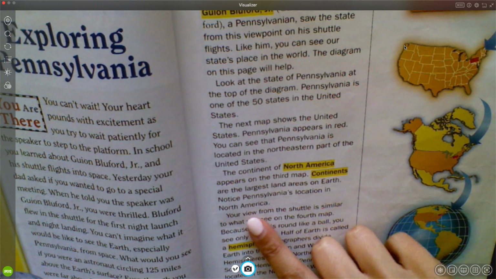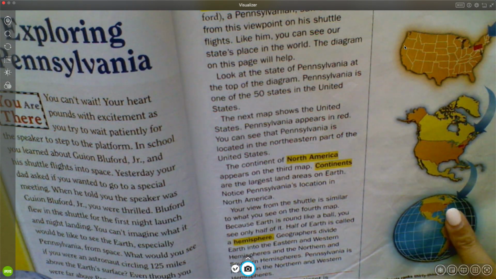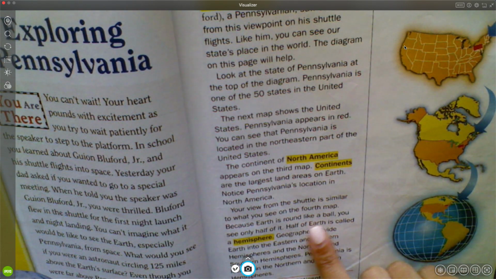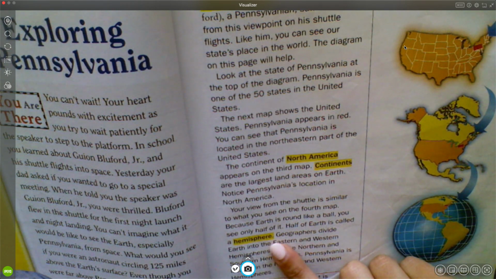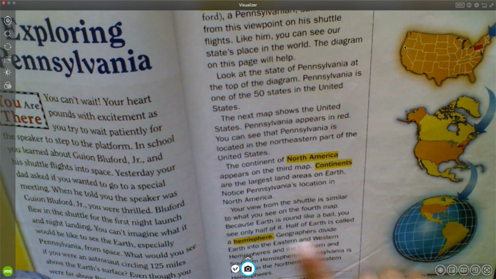Then it says, your view from the shuttle is similar to what you see on the 4th map, which is this one. Because Earth is round like a ball, you see only half of it. Half of Earth is called a hemisphere. Geographers divide Earth into the eastern and western hemispheres and the northern and southern hemispheres. Pennsylvania is located in the northern and western hemispheres.